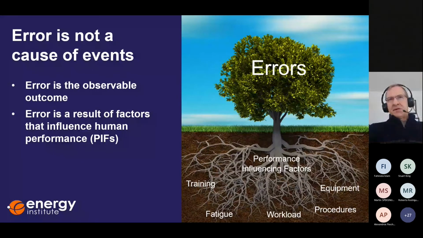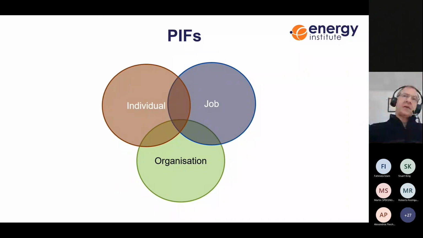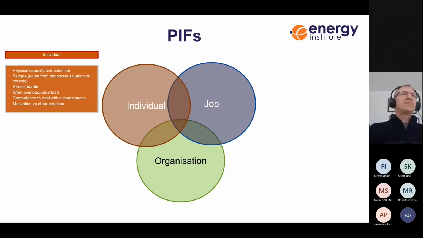There are categories and checklists of PIFs, and the United Kingdom's Health and Safety Executive offers three categories of PIFs: individual, job, organisation. At the individual level, you've got their physical capacity, mental capacity, fatigue, stress, morale, workload, motivation. These are individual factors, which are still the product of the organization's training, selection, and leadership, and how it has incentivized people. These are still the result of the organization's work.